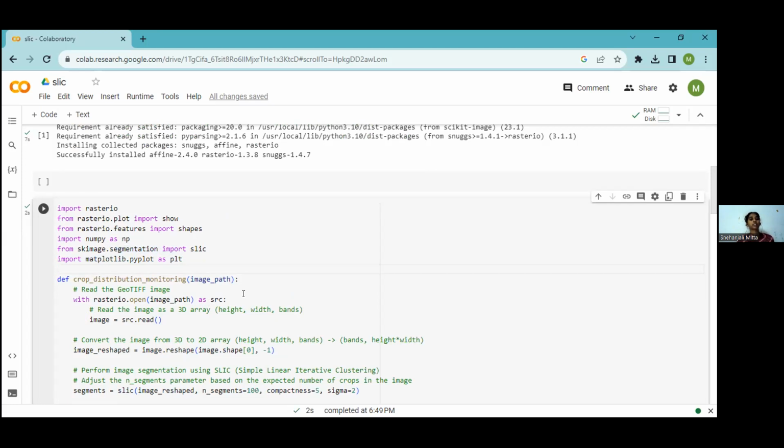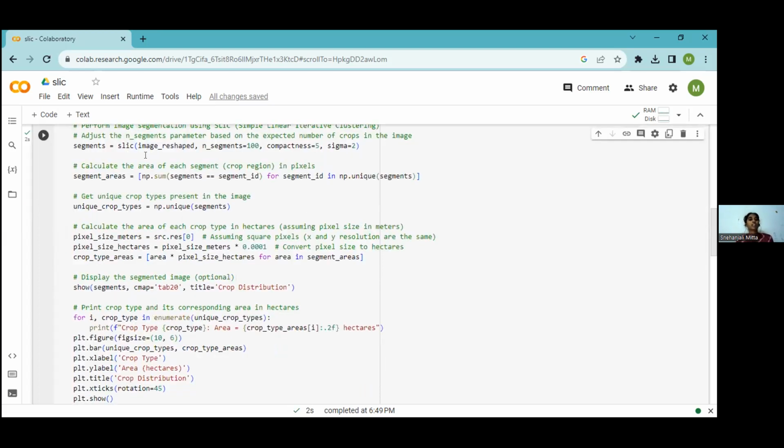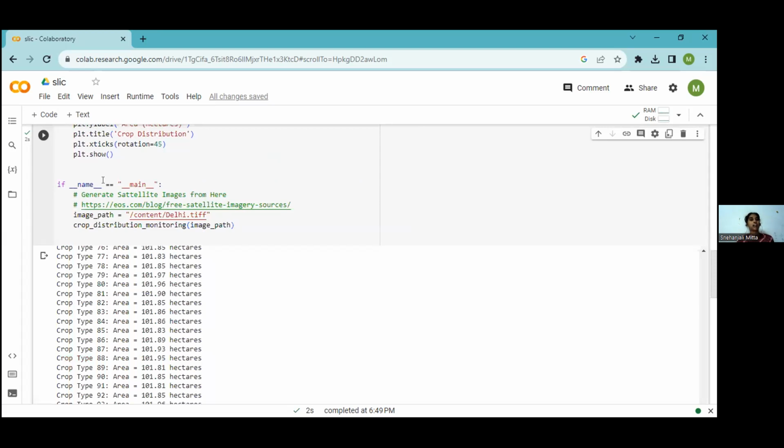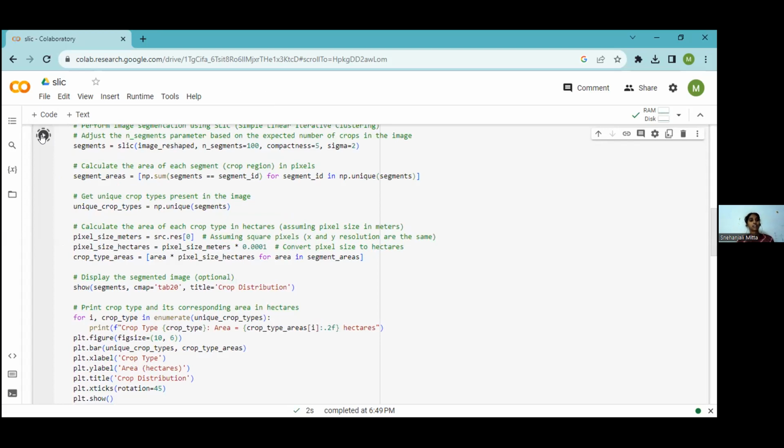Then I have defined the function and placed the image. I have opened the image with rasterio. Then I have reshaped it. I have performed the SLIC algorithm for the segments. Then I have shown the pixel size in meters and hectares. And this is the main method, where the path is set. By executing this, I can get the output.